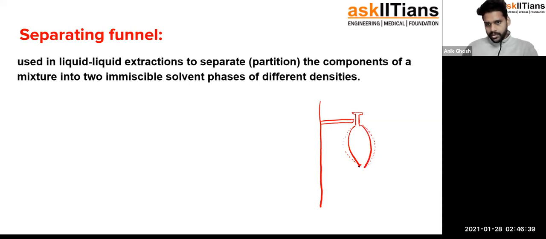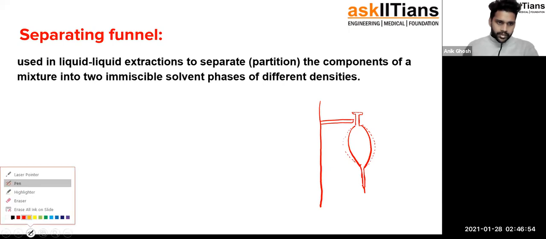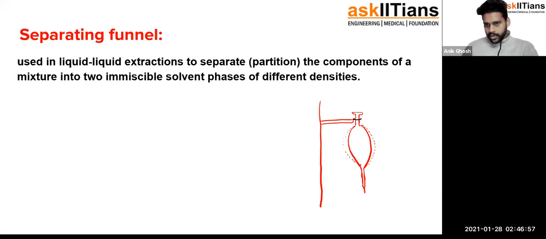Okay, like that only. It looks like this. Now this is a separating funnel. So we use a clamp to hold it vertically, like this only. Now there is a stopcock over here. We call it a stopcock. Okay. Now, how does it operate?